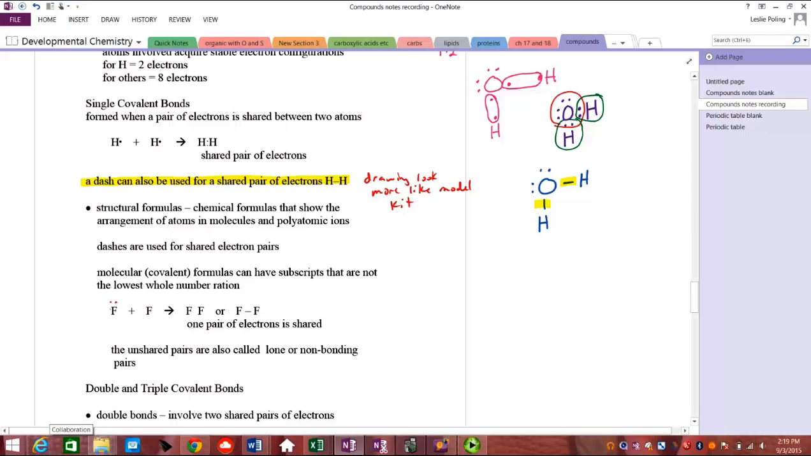Now, here are fluorine. Each has 7 valence electrons. And you can see that it gets really confusing to not use the dashes when you have that many dots. Any unshared pairs are called lone pairs. And they will be important in determining shapes of molecules.